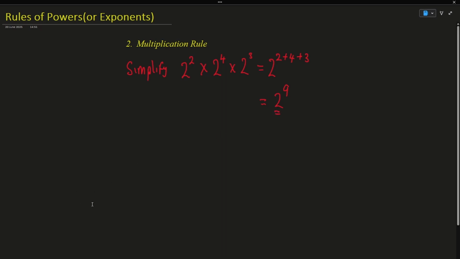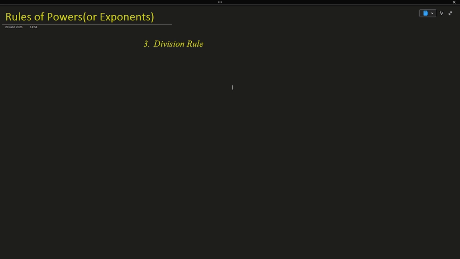The next rule of power you must know that will help you simplify power-based expressions is the division rule. The division rule requires powers to be subtracted. That is, when dividing two numbers with the same base, we subtract their exponents. For example, 10 raised to the power 5 divided by 10 raised to the power 3. According to the division rule, the same base is 10, so we subtract their exponents. In this case, it will be 10 raised to the power 5 minus 3, so our answer is 10 raised to the power of 2.